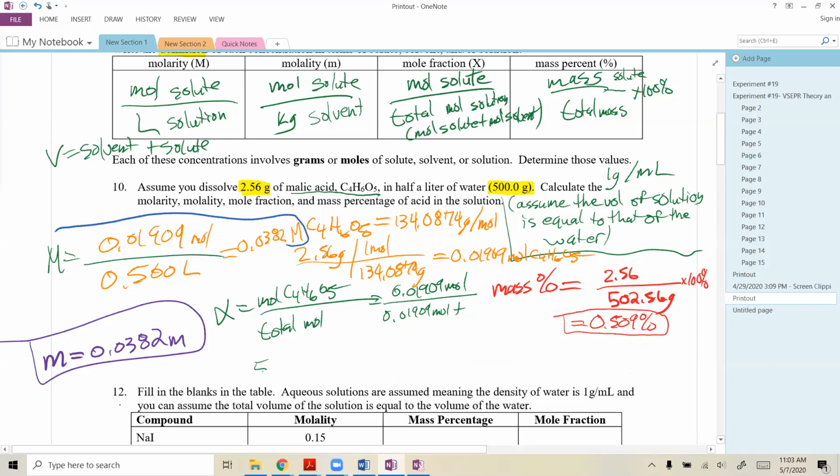So if we take 500 grams of water and we divide it by its molar mass, we can figure out that there are, oh, I didn't do this math yet. Let me do it, how many moles of water are there? So 27.75 moles of water.